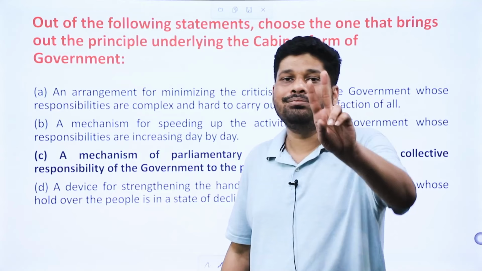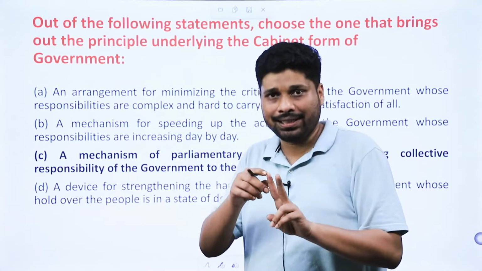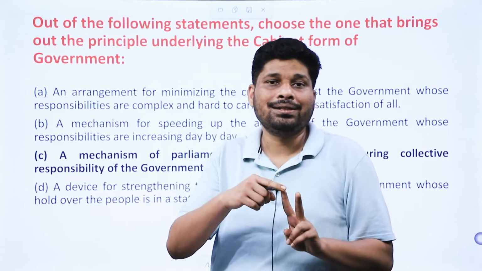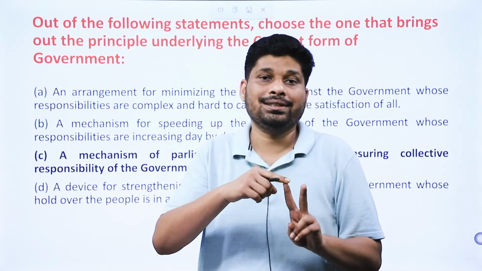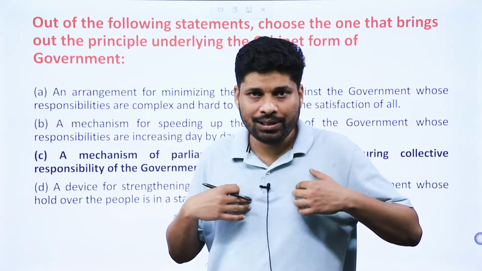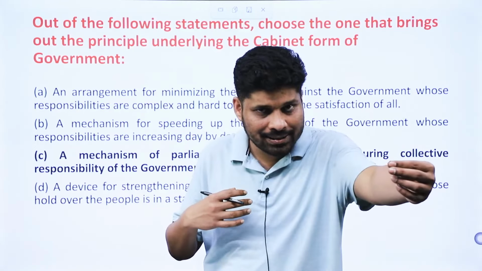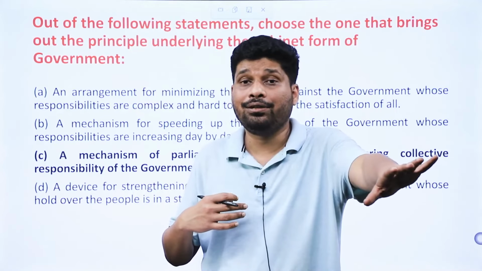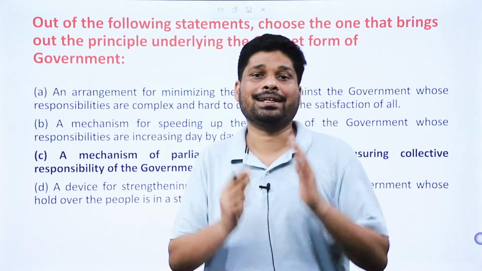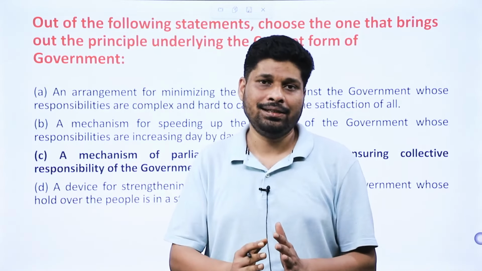This in turn means two more things. That first thing is ministers will stand by each other even if they do not agree with each other outside the meeting of the ministry. So if I am a minister and if I don't agree with the cabinet's decision, inside the meeting of cabinet, I may disagree, but outside the meeting, I will stand by the cabinet.